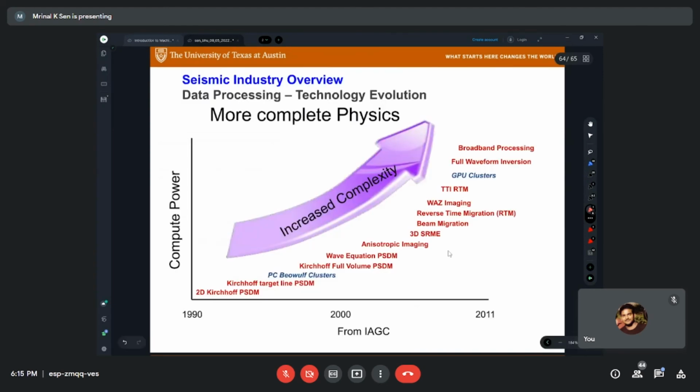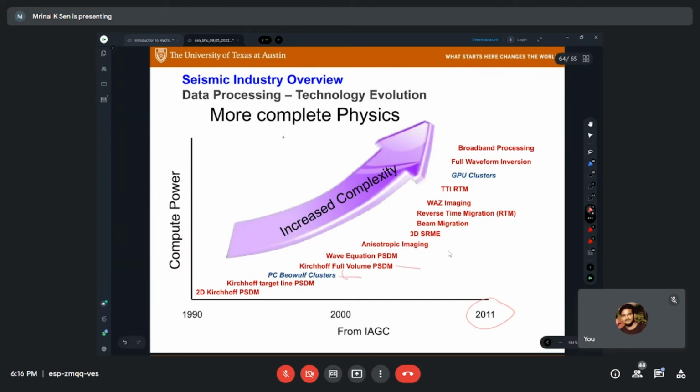So if you look at the history of the development of different methods, it's actually kept pace with the computational power increase. On the right-hand side, I'm plotting the year. It's pretty old, it's 2011. What you see is that over the years we started with pre-stack depth migration. Then we started using clusters of computers for doing that.